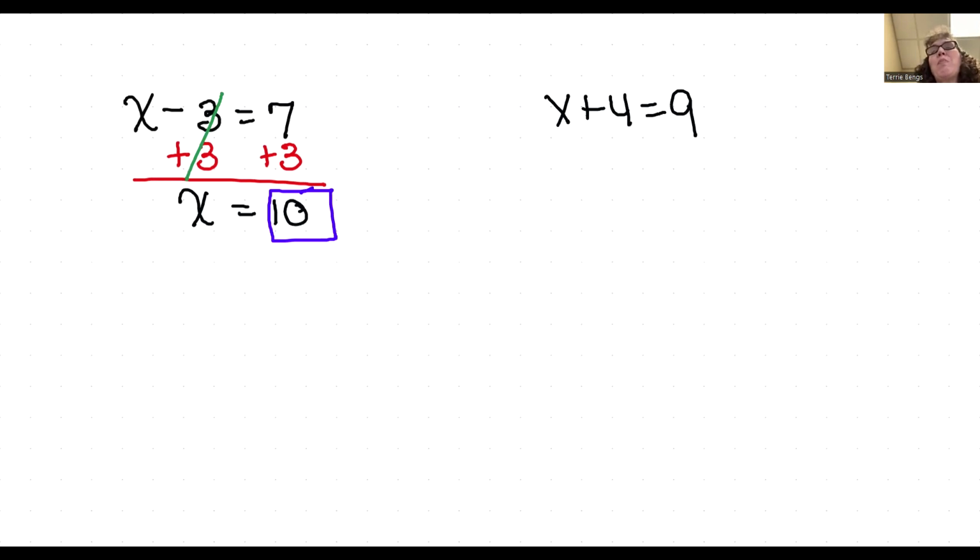To move it over, we must do the opposite. So the opposite of a plus is a minus. So we will do a minus 4. And what we do to one side, we have to do to the other. So we'll minus the 4 from the 9 as well.